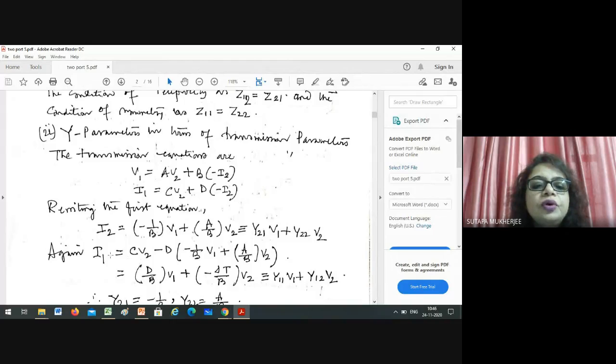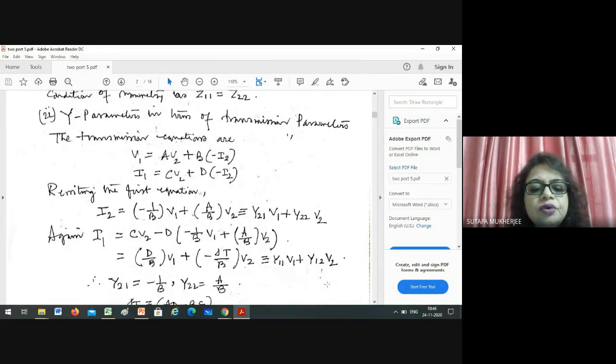Now come to I1. I1 equal to what? C V2 plus D minus I2. Now put the value of I2 from this equation. If you put the value of I2 here, you will get D by B V1 plus minus delta T by B V2. That is equivalent to what? Y11 V1 plus Y12 V2.